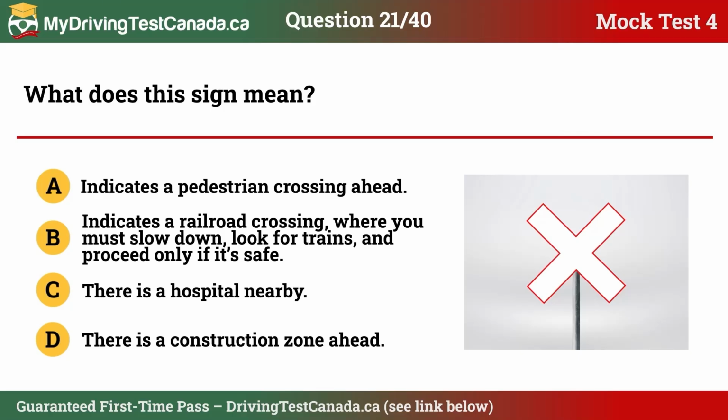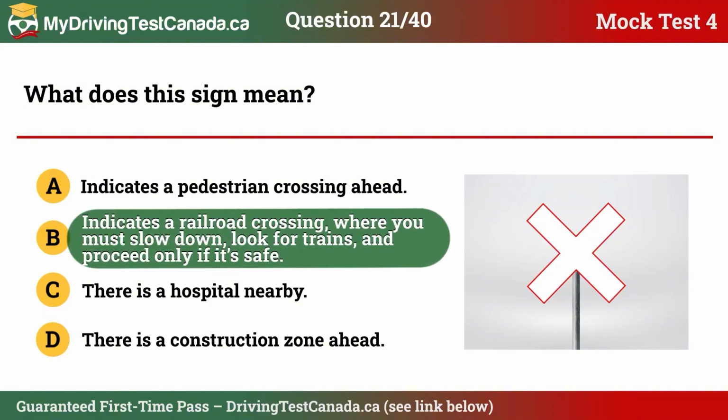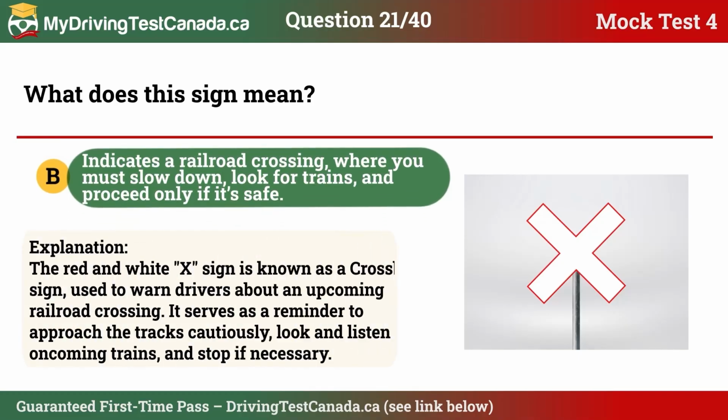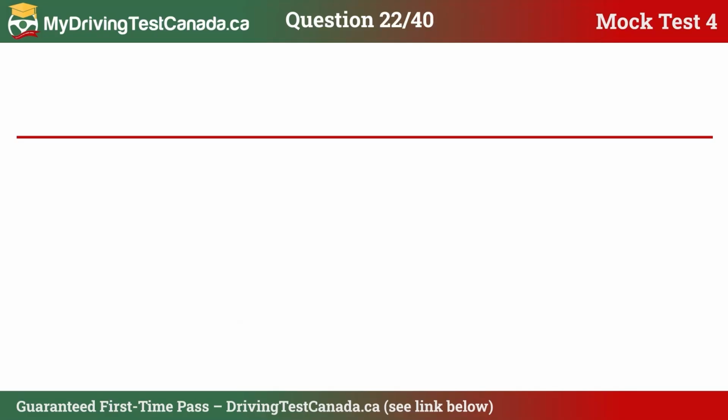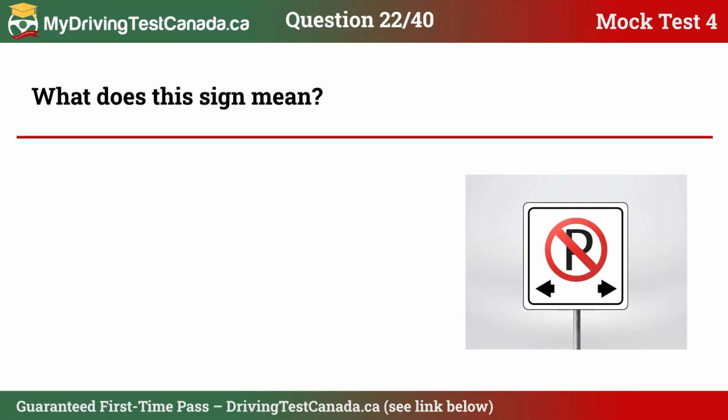The correct answer is B. Indicates a railroad crossing, where you must slow down, look for trains, and proceed only if it's safe. Explanation. The red and white X sign is known as a crossbuck sign, used to warn drivers about an upcoming railroad crossing. It serves as a reminder to approach the tracks cautiously, look and listen for oncoming trains, and stop if necessary.